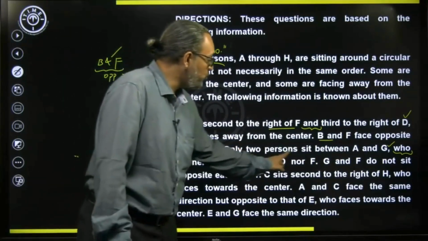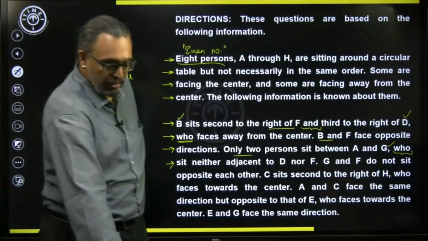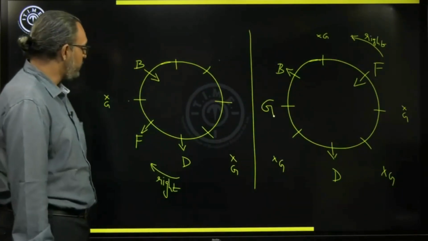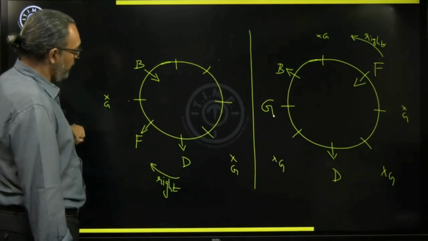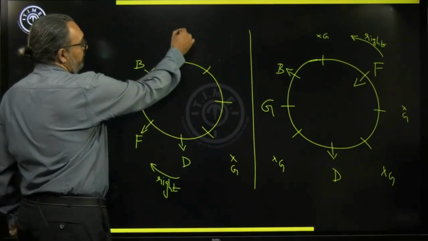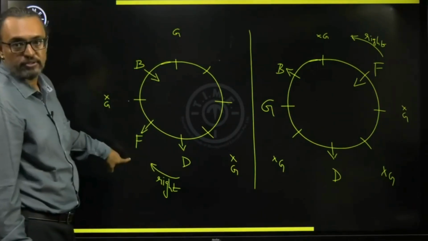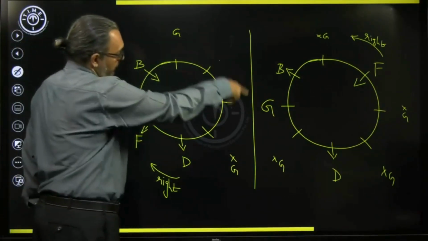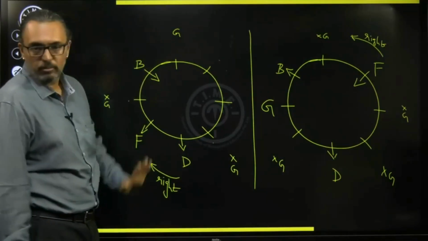He says only two persons sit between A and G. Okay. So when he says only two persons between A and G, we will have to check, can I have G here? If I have G here, on one side leaving two persons, F is already there, not possible. On the other side leaving two persons, yes, you can definitely have A. So G is available there.